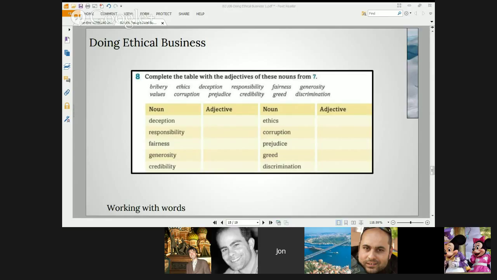Oh, I don't know. Discriminatory. Discriminate. Discriminatory. Is that clear? Discriminatory. So look in the chat window. Yeah, Yuki wrote it as well.